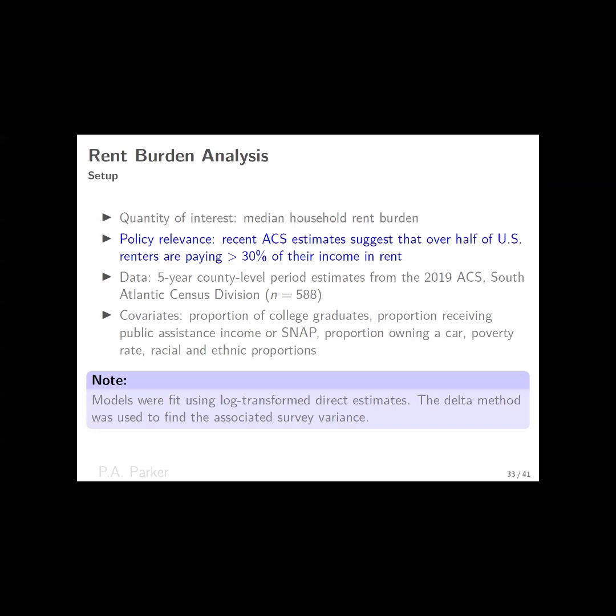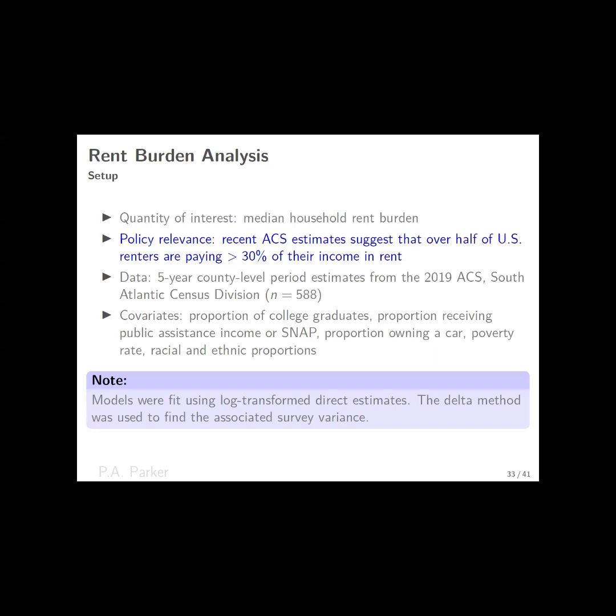And this is a policy relevant variable here. And so recently, ACS estimates have shown that over half of US renters are paying more than 30% of their income in rent. And so this is a real issue. You might think about targeted interventions for rent burden being an important topic. It was especially important to my PhD student Show, who's a renter in a very expensive area. And so it was also interesting for him to look at that.